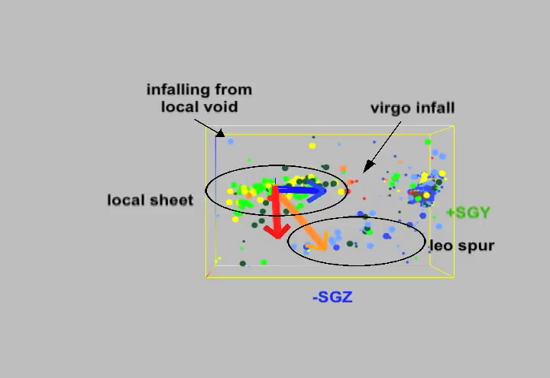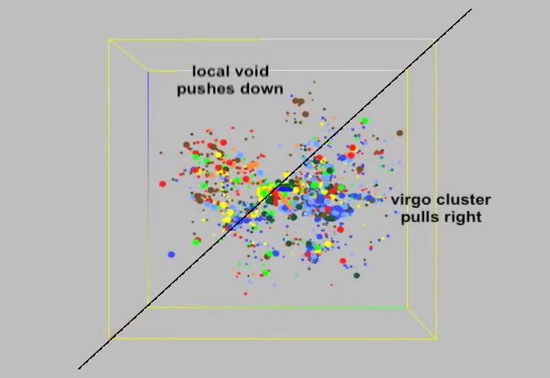Note the lonely blue galaxy above the supergalactic plane in the opposite sector from Virgo. This galaxy lies within the local void and has a large velocity toward us. Let's recall the overall distribution of galaxies in the local supercluster. Note the lack of galaxies in a large volume above our local filament.